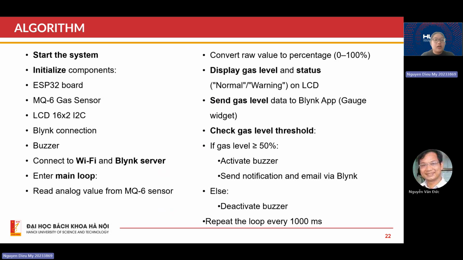And here is the algorithm of our system. It's the same as the flowchart. Initialize the components and connect to Wi-Fi and the Blink server, and then the main loop of our system. Read the analog value, then convert the raw value to a percentage, and also display the gas level and status on the LCD, and send the gas level to the Blink app. And next, we check the gas level threshold. We set the threshold at 50%, and if the gas level is higher than 50%, it will activate the buzzer and also send the notification and email, or else it will deactivate the buzzer, and it repeats the loop every 1 second.